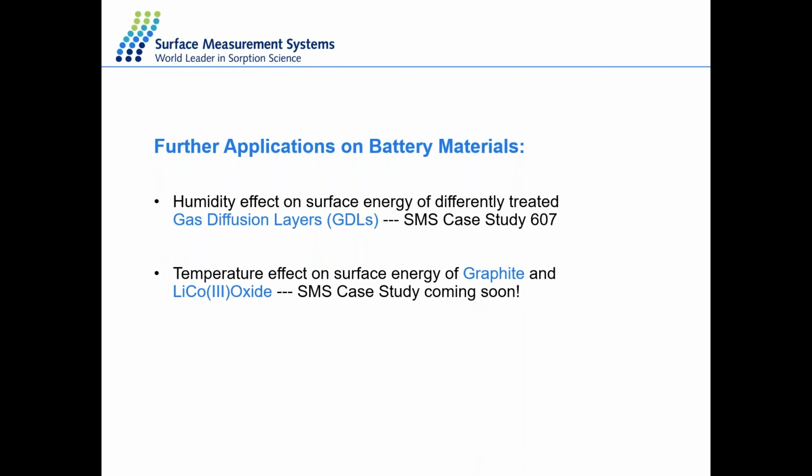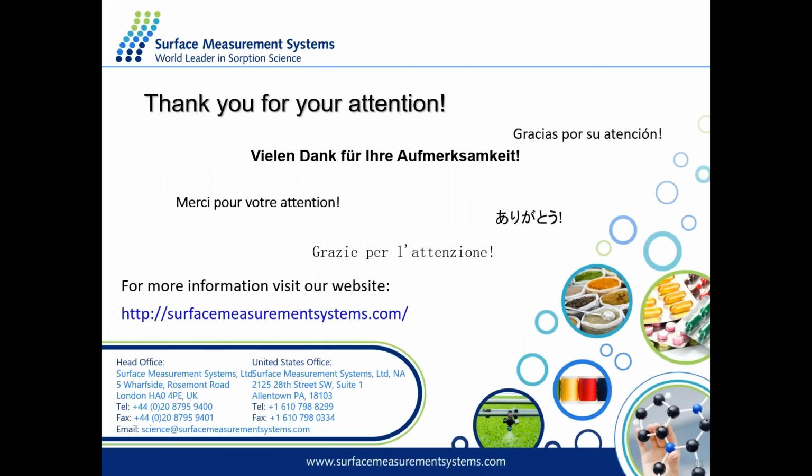And that's probably all for my presentation. So for a summary, DVS and IGC could be used for the characterization of fuel cell membranes with really good reproducibility, and to study the effect of temperature and relative humidity.